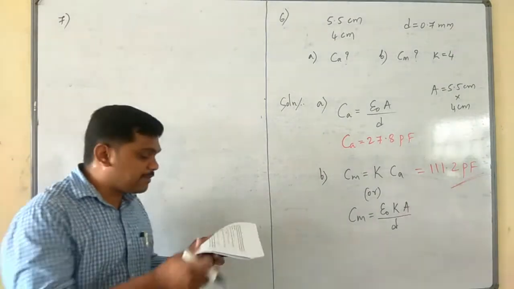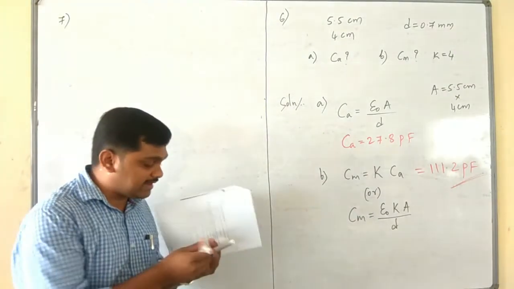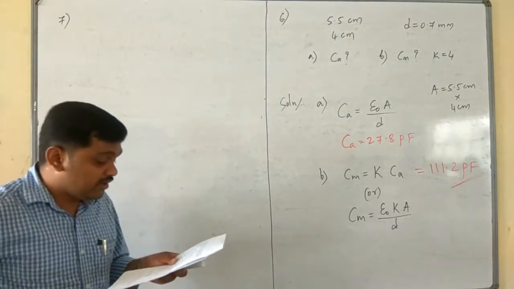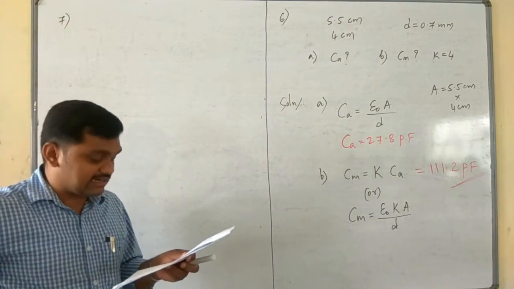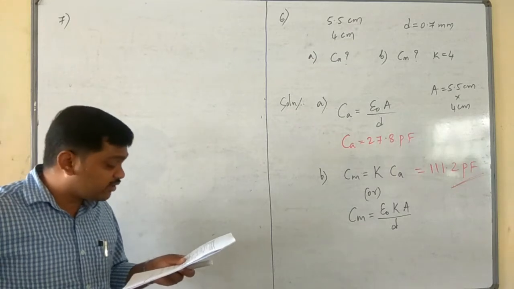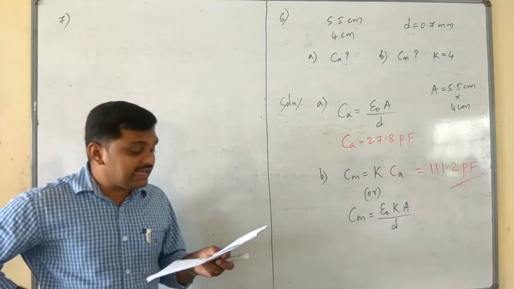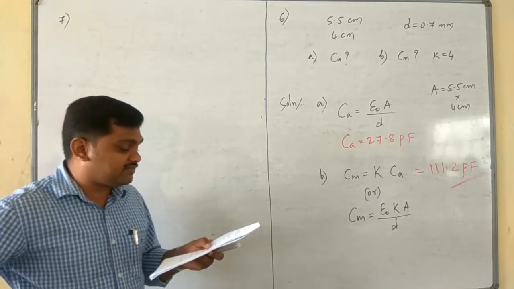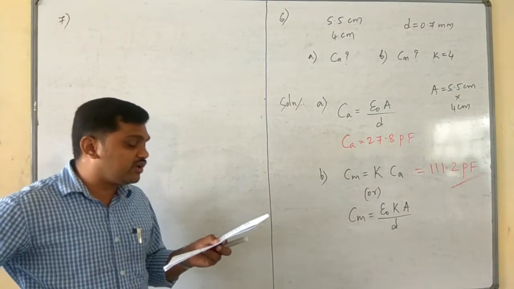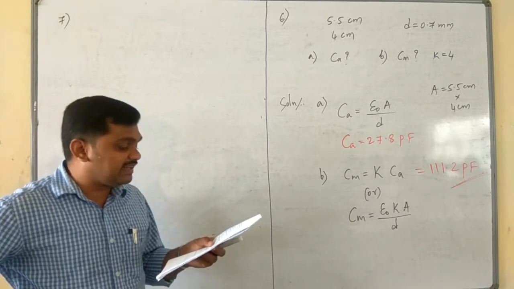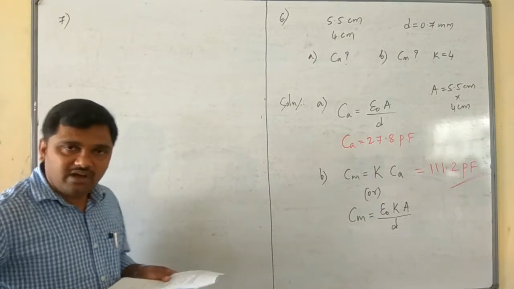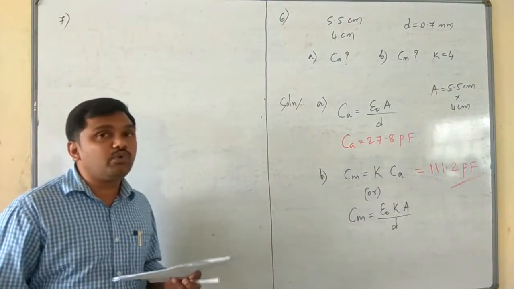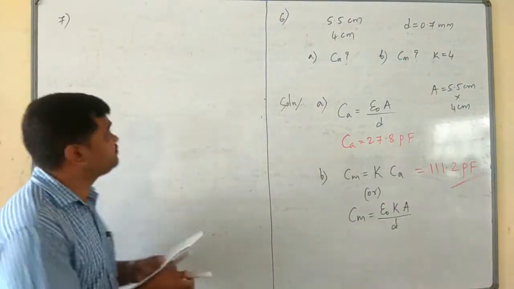A parallel plate capacitor connected to a 2-volt battery collects a charge of 20 microcoulomb with air as the dielectric and 60 microcoulomb charge with a material as the dielectric. Find the dielectric constant of the material and the energy stored in the capacitor with the material as a dielectric. Did you understand the problem? A parallel plate capacitor is connected to a 2-volt battery.